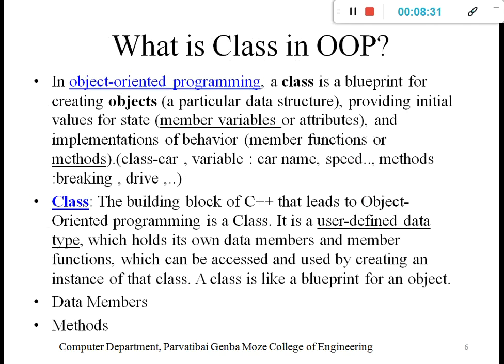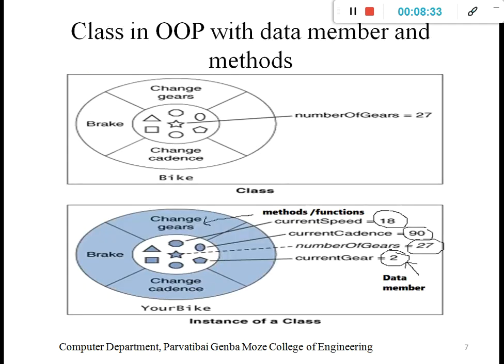What is a class? This is a simple example of a class in OOP with data members and methods. A bike is one class, right? The bike class contains multiple types of bikes, or the instances of a bike. The class as a bike contains methods or functions of a bike and the data members or attributes of a bike. That is the class.